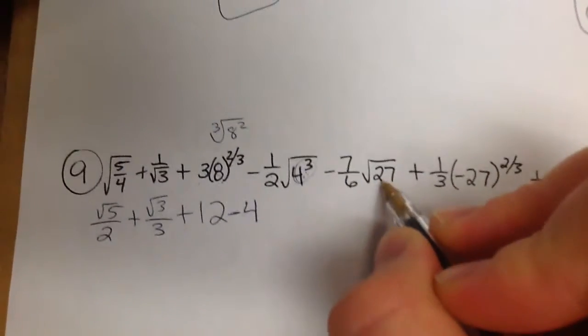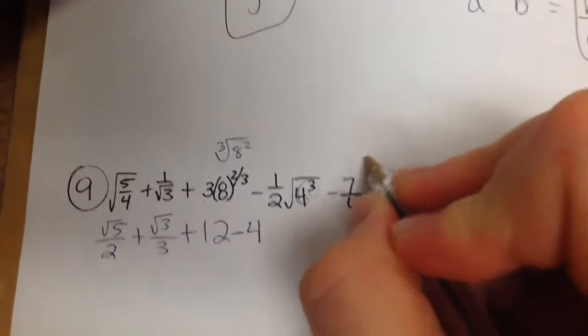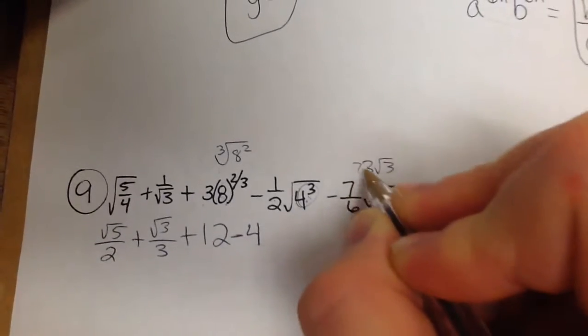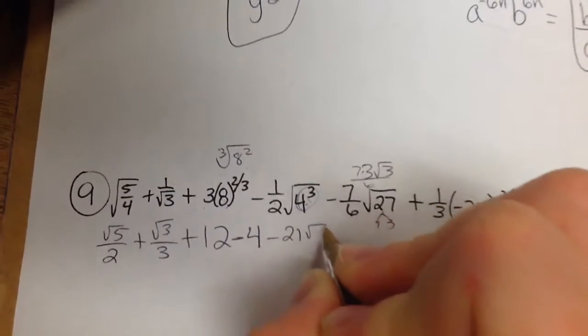Let's see, square root of 27, that's 9 times 3, so that's 3 root 3. 3 root 3 times 7 over 6, which is 21 root 3 over 6. I remember most people had that.